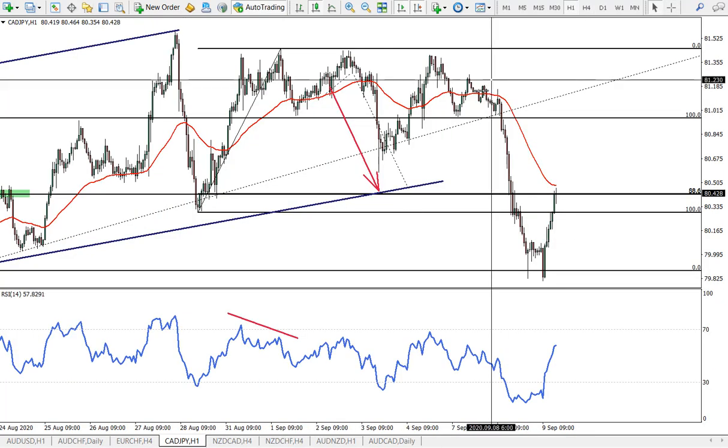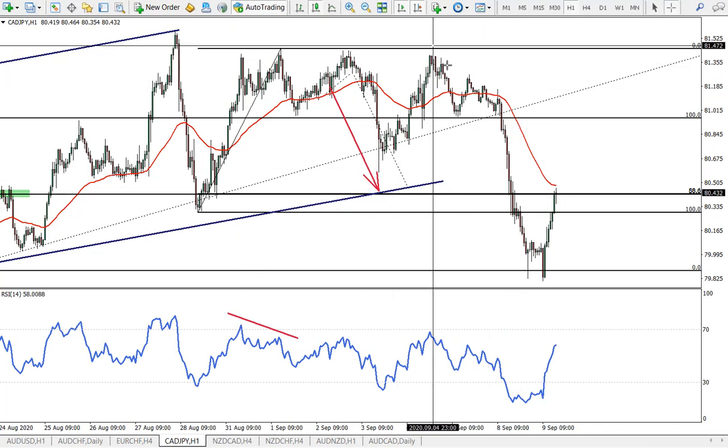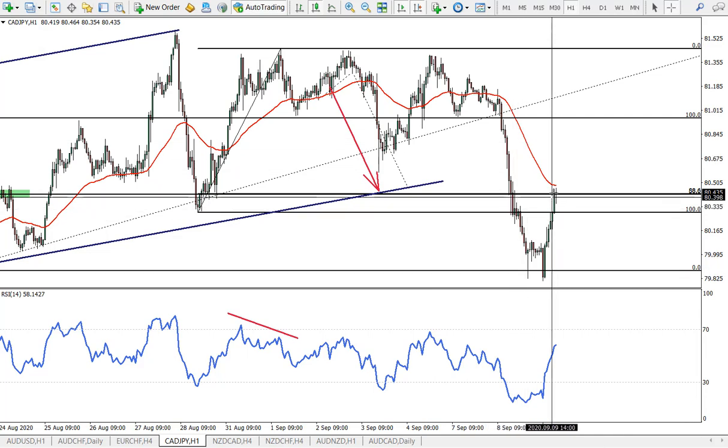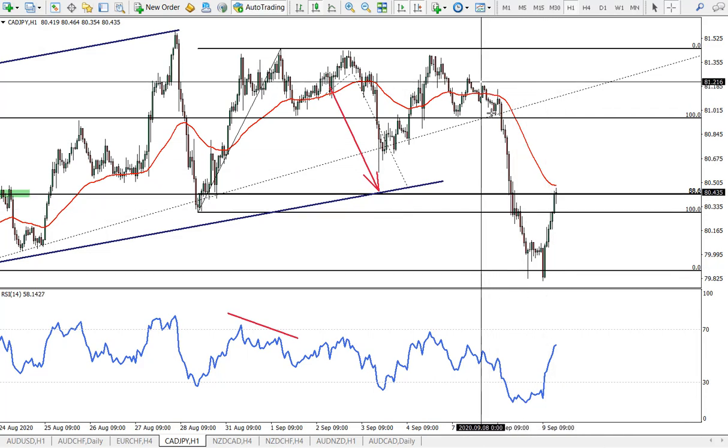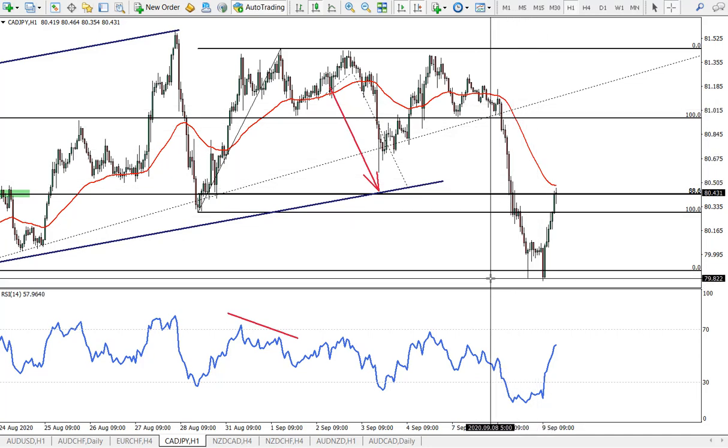Canadian Japanese yen, we have reached the support and it has been rejected. I mean, it has been broken, but now it's being rejected. So look, there was a massive support which price just broke like a knife through the butter.